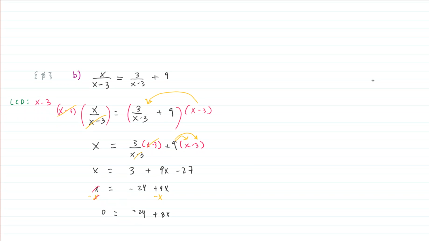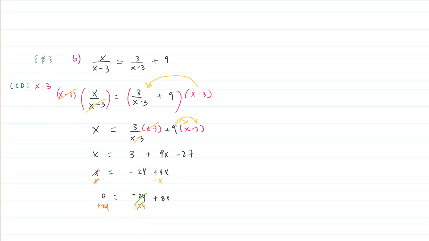And let's add the 24 to take it to the right. It cancels on the left. Now we have 8x equals 24. And we can divide the 8 away. And what do we get? Well, the 8's cancel and we get 3. So our answer then is x equals 3.